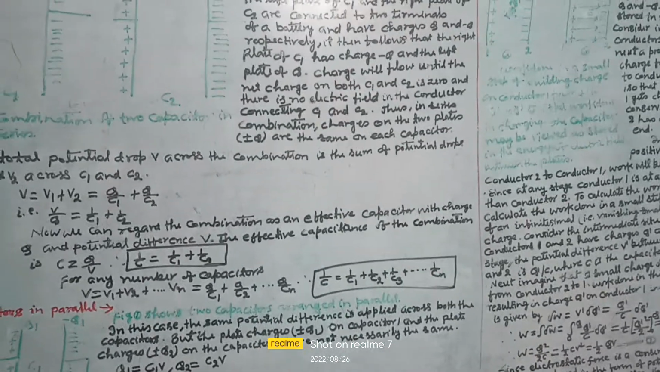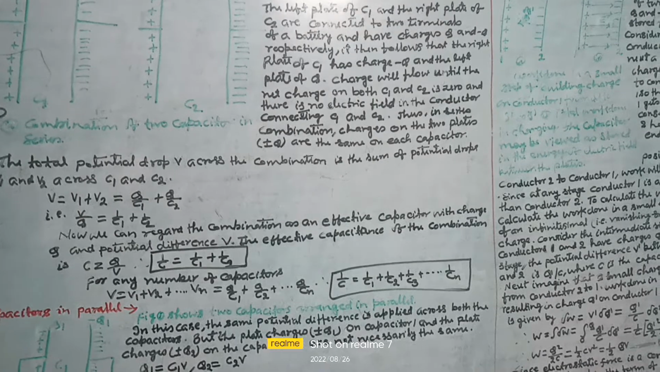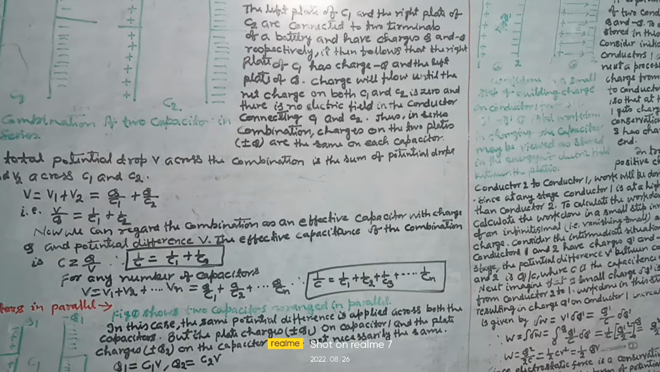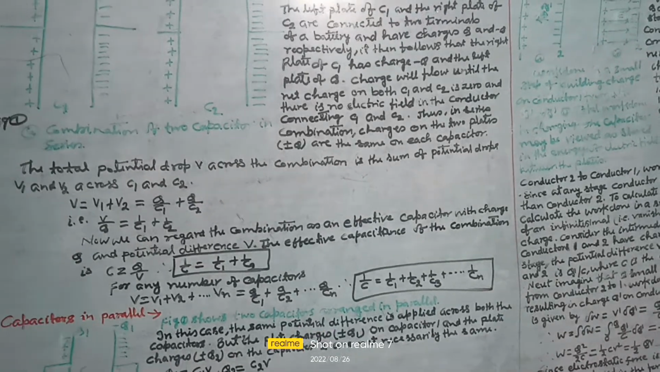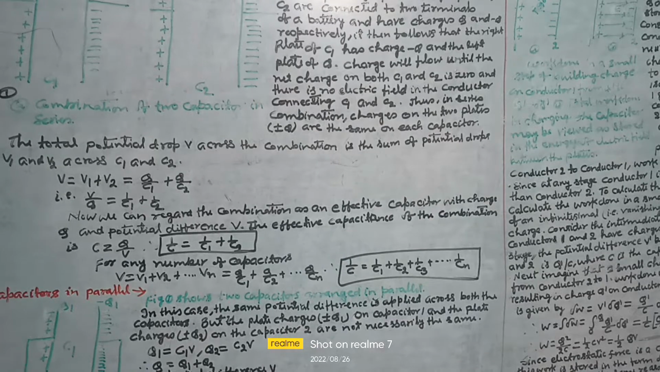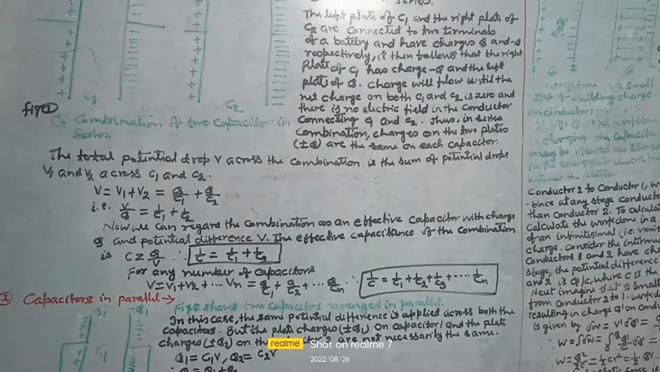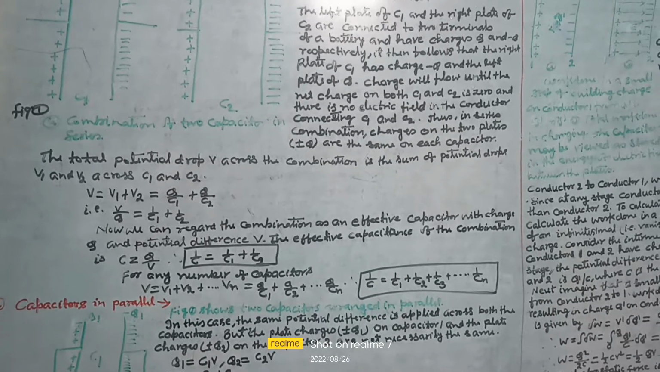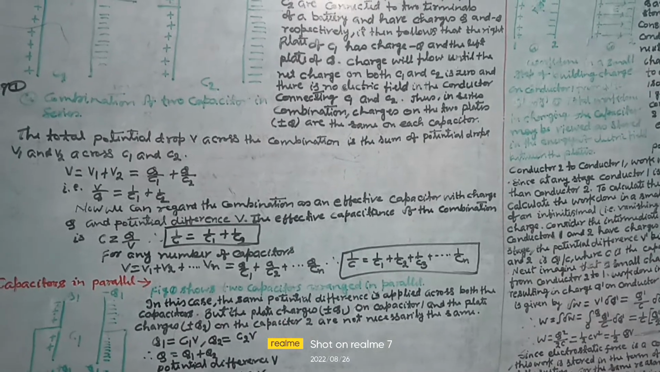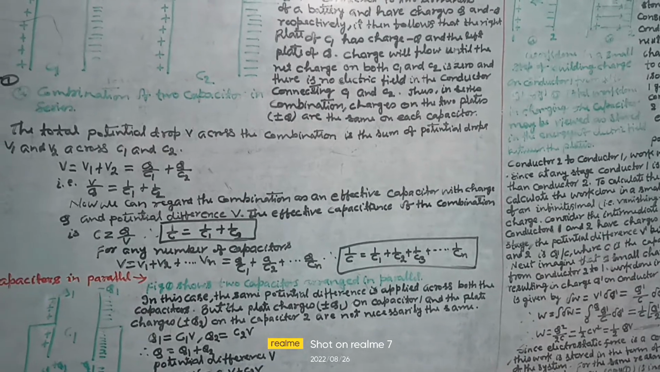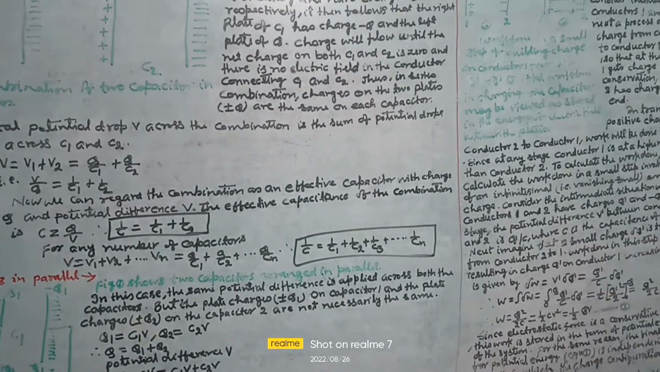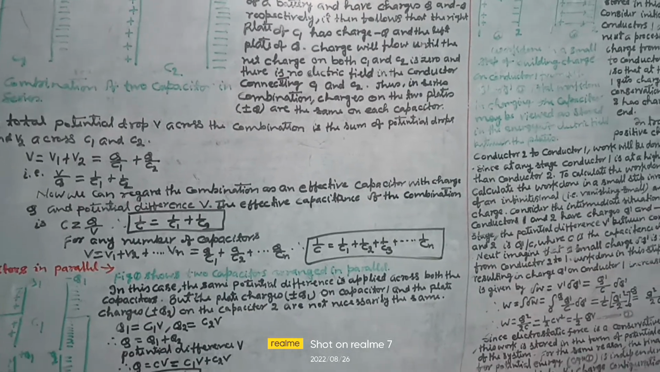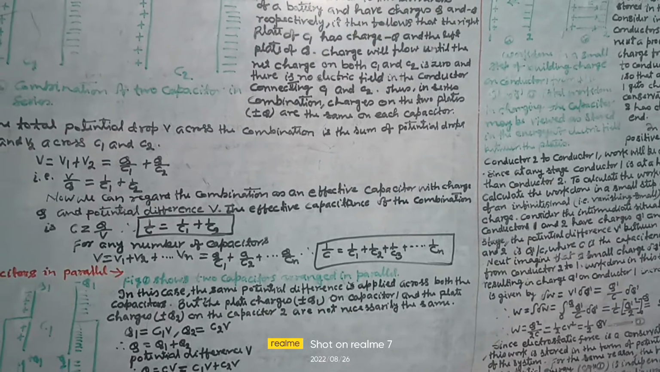So their charges are plus Q and minus Q. Therefore, the potential drop V across the combination is the sum of the potential drops V1 and V2 across C1 and C2. V = V1 + V2 = Q/C1 + Q/C2. Therefore V/Q = 1/C1 + 1/C2. Now, for the potential difference V, the effective capacitance of the combination is C = Q/V. Therefore 1/C = 1/C1 + 1/C2.